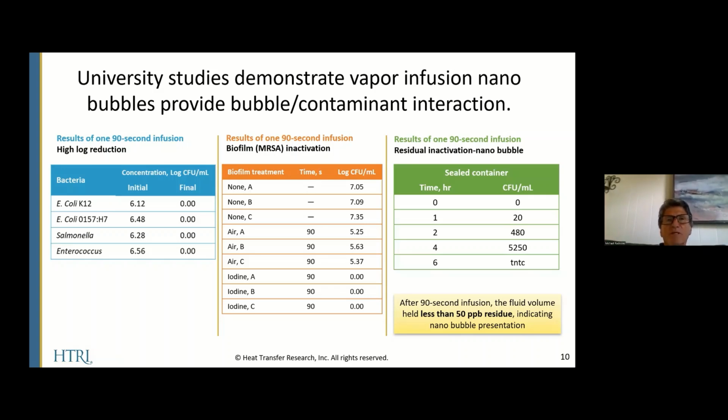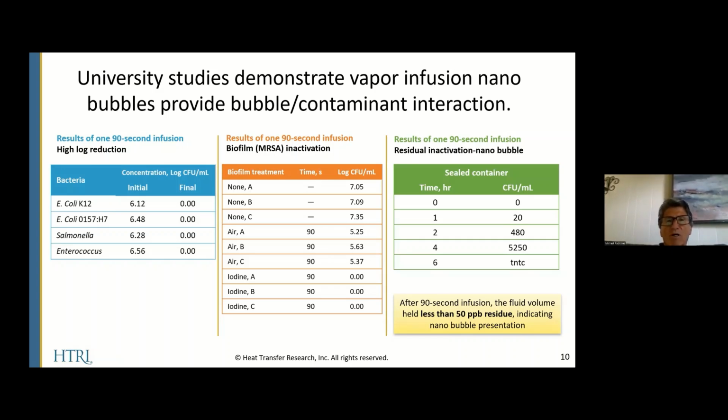As you can see from these charts, the chart to the left was a mere infusion of iodine vapor into a static fluid volume containing a very high log-6 count of pathogenic microbes. And as you can see, after only 90 seconds, there was a complete inactivation of all microbes within that fluid. 24 and 72 hours later, there was absolutely no rebound in the presence of these biological contaminants.